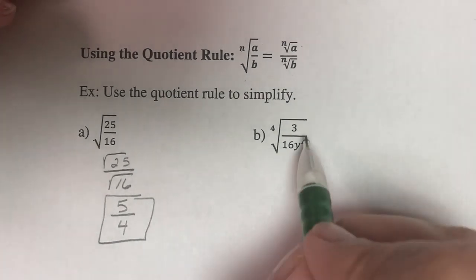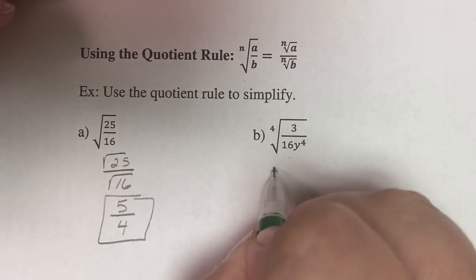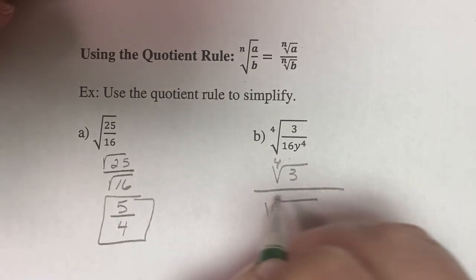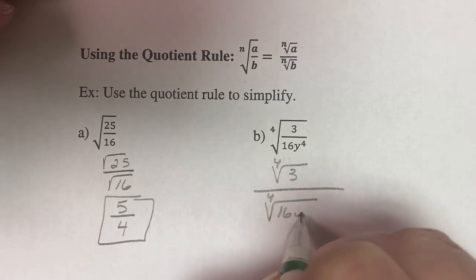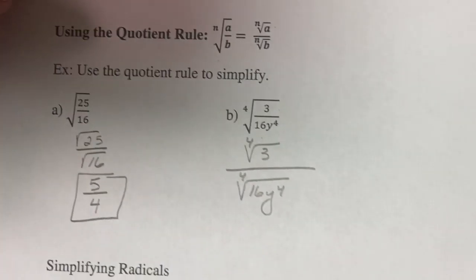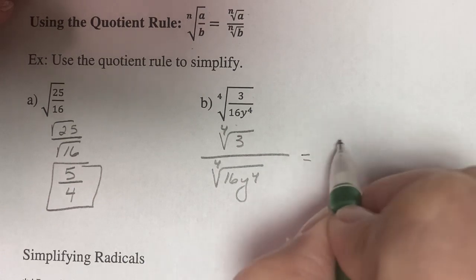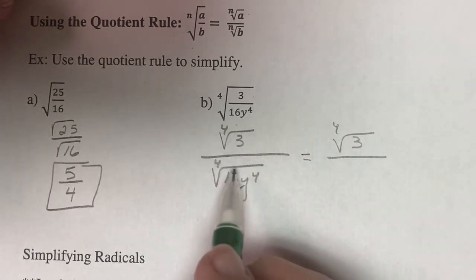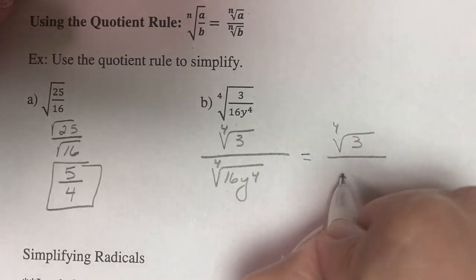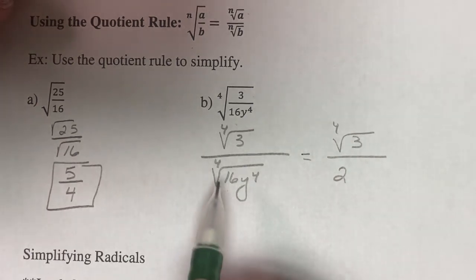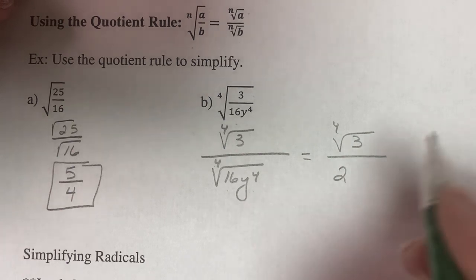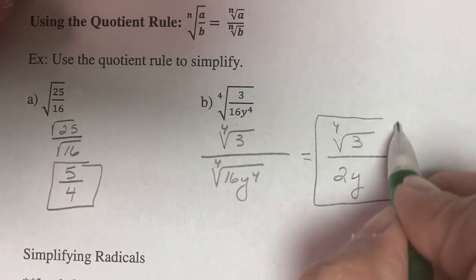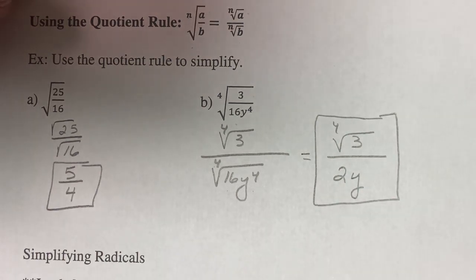The fourth root of 3 over 16y to the fourth, I'm going to split it up. It would be the fourth root of 3 over the fourth root of 16y to the fourth. Well, that would be the fourth root of 3 over, this simplifies, the fourth root of 16 is 2, and the fourth root of y to the fourth is y. And that would be considered simplifying.